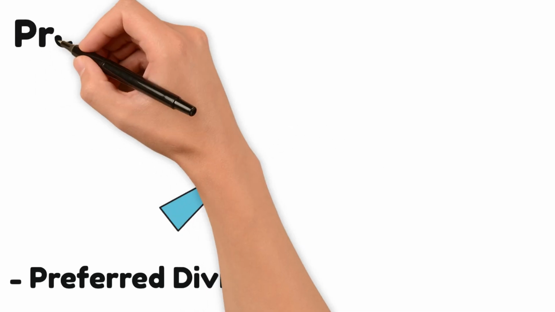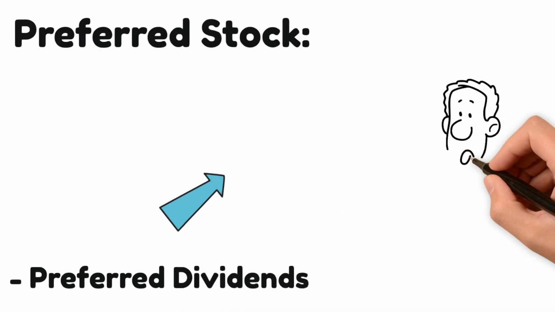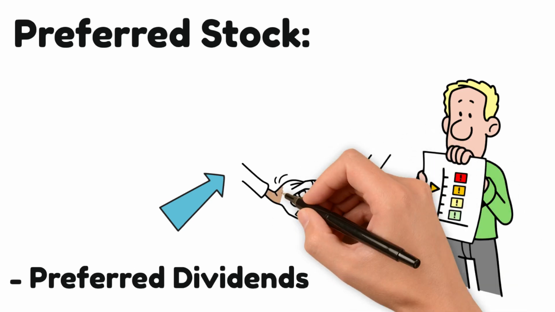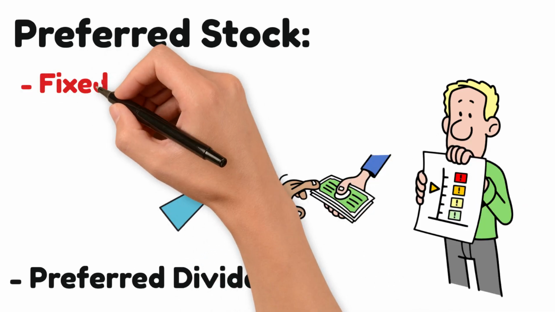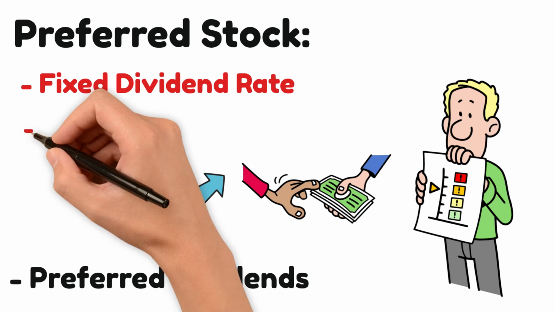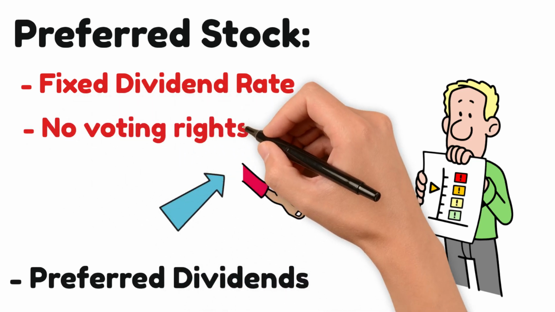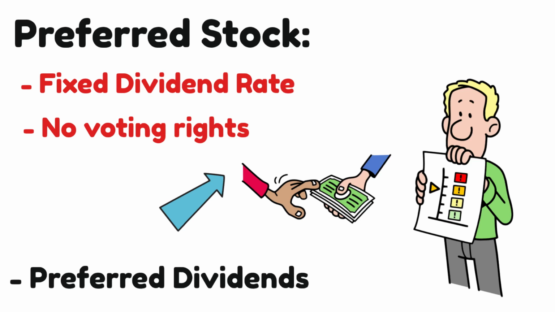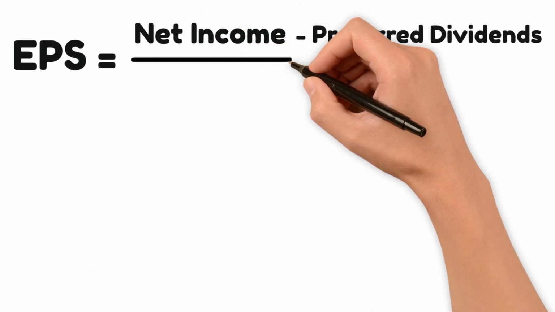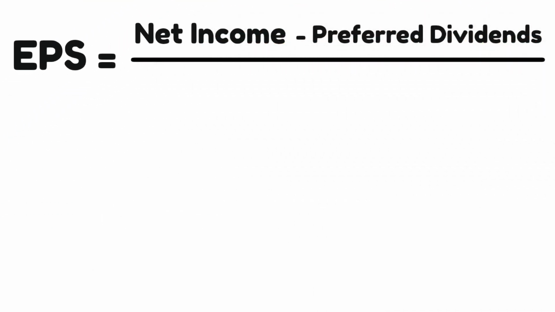A preferred stock is a type of company ownership that gives you priority over common stockholders when it comes to receiving dividends. Preferred stockholders usually get a fixed dividend rate, meaning they know how much they'll earn. However, they don't have voting rights in the company, unlike common stockholders. So, if the company has preferred stock, these are the dividends paid to preferred shareholders. Since they get paid first, we subtract them from the net income because they're not available to common shareholders.